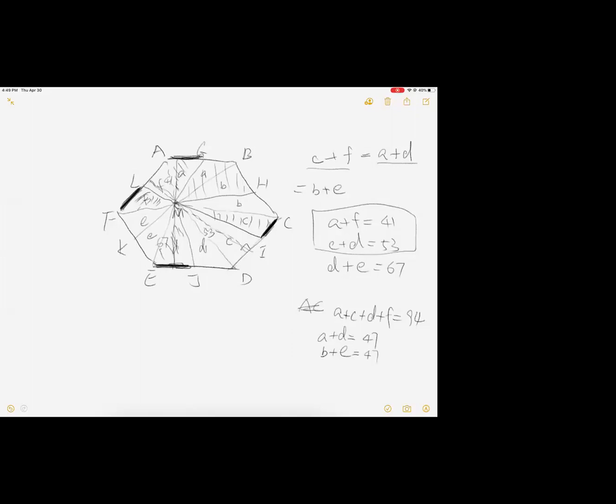And then A plus B plus D plus E, all four of these together, is equal to 94. And since D plus E equals 67, A plus B is 27. All right, good, that's correct. There's an easier way. Is there another solution? Good job, by the way, Ningye.